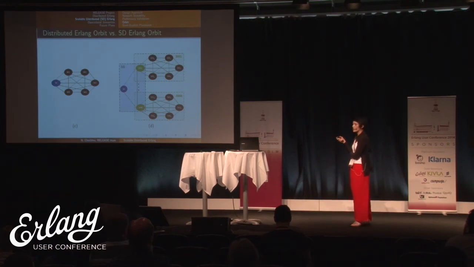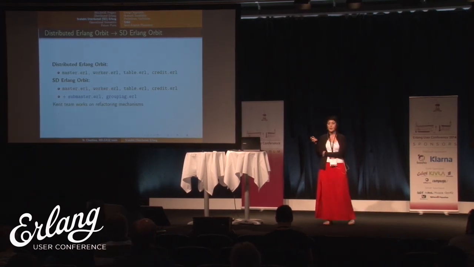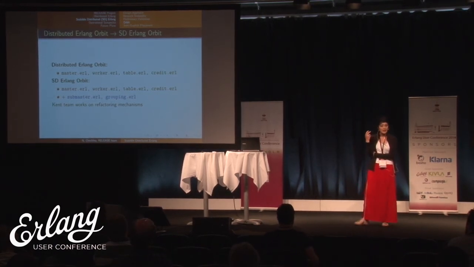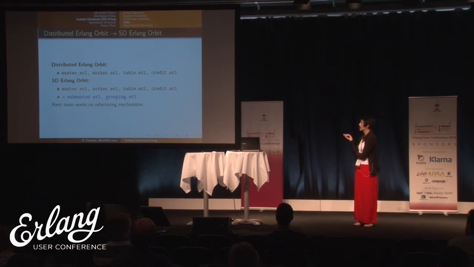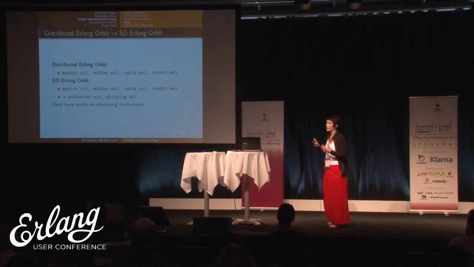And as you can see, the transformation is much more complicated now. So what we get is that we now need to modify not only one, but our two modules again. We need to introduce new modules there that will take care of grouping, take care of the functionality of the submasters, and the Kent team of the RELEASE project are working on a refactoring mechanism. So we need to introduce that to simplify the process, if we already have a distributed Erlang application and we want to move it from distributed to scalable distributed Erlang.